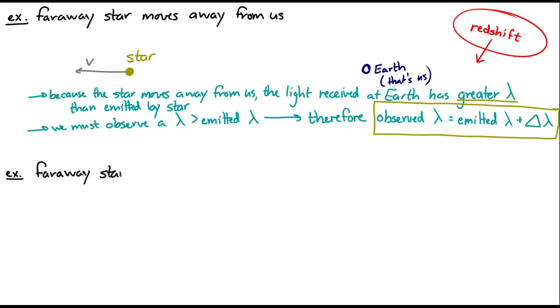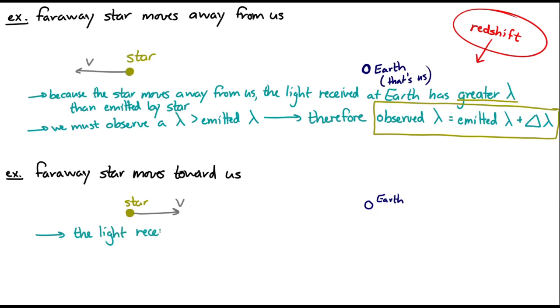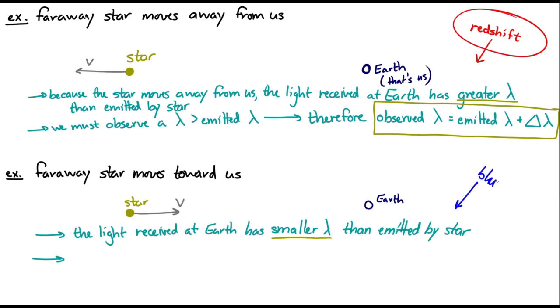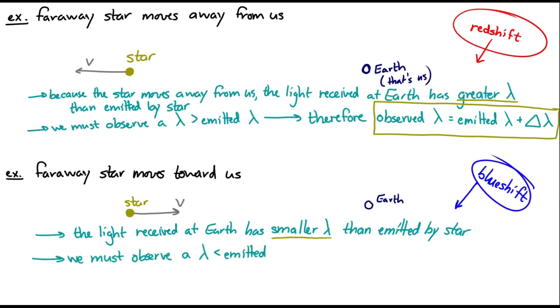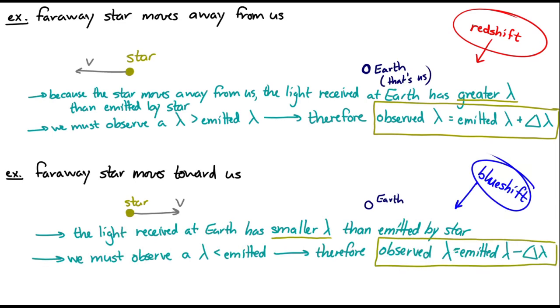Okay, now let's say that we have the opposite situation. A faraway star moves toward us. Okay, so let's draw that real quick. Well, in this situation, we must be receiving wavelengths that are smaller than what were originally emitted by the star. And this is called blue shift, by the way. This is also observed out in space in astronomy. So in this situation, we know that we should subtract the change in the wavelength from the emitted wavelength, the original wavelength, because the observed wavelength has to be smaller than the emitted wavelength.